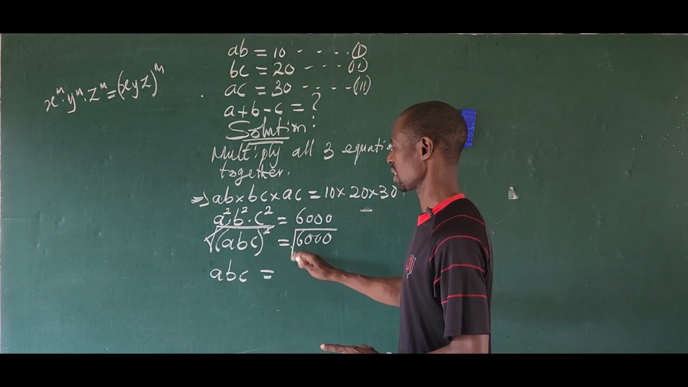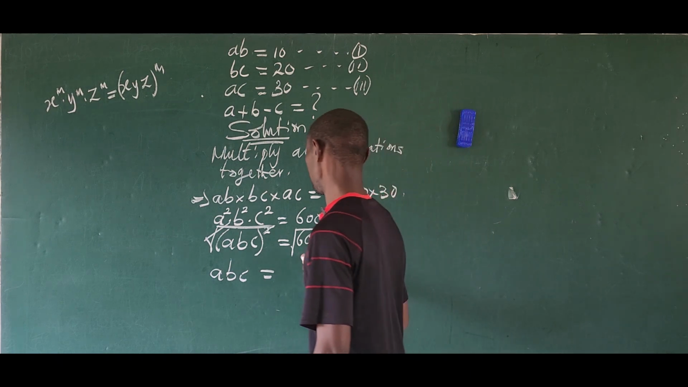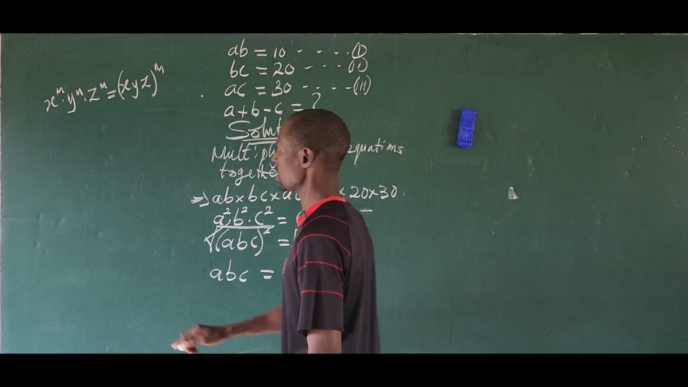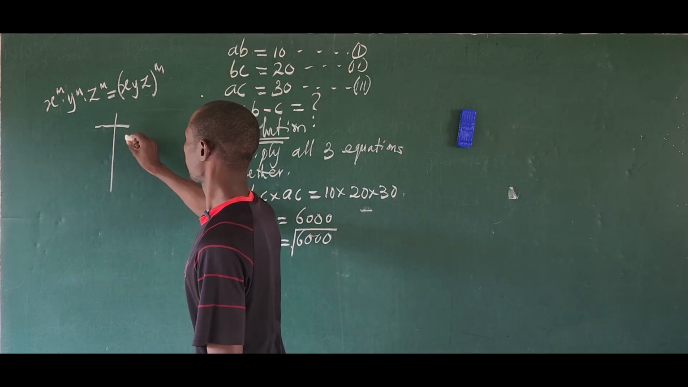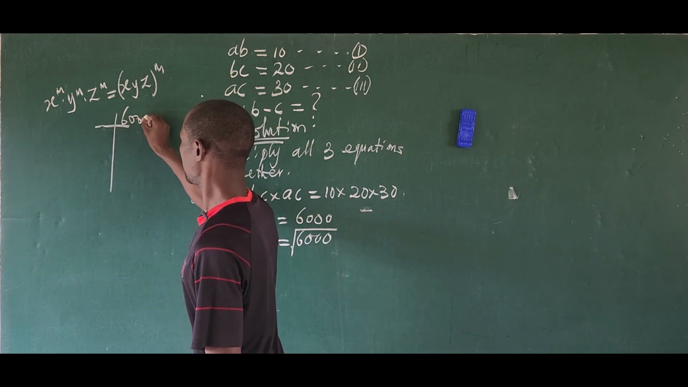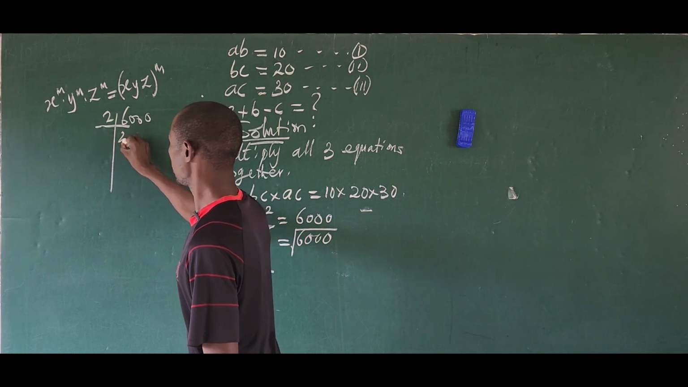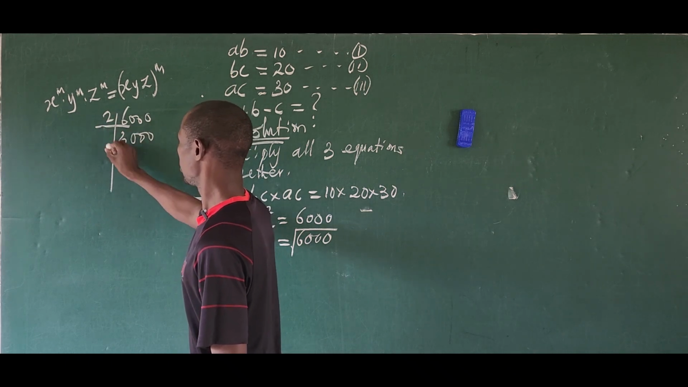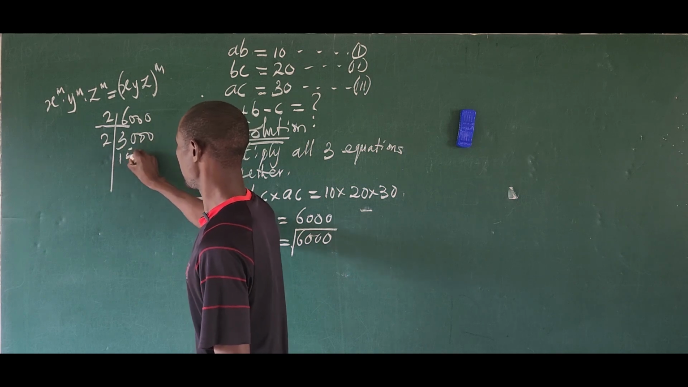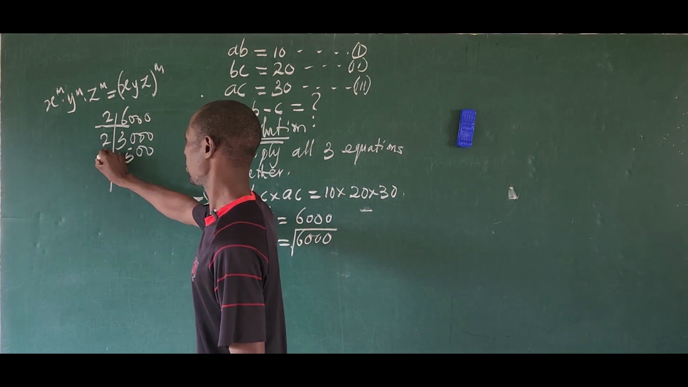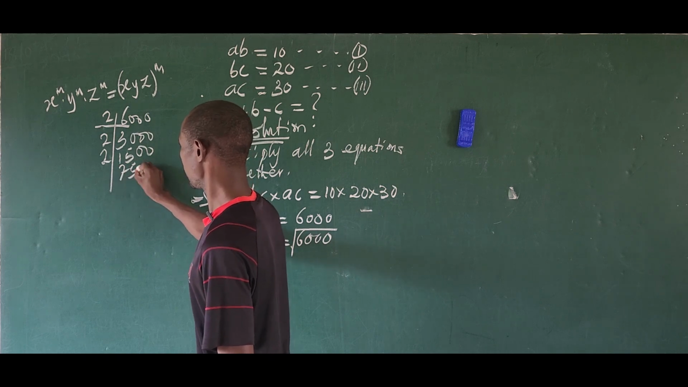So if we take the positive part of it, what happens? Let's break this down and see what this gives us. We have 6,000 here. What can go? 2. 2 here will give us 3,000. What can go again? 2. 2 here will give us 1,500. What can go again? 2. 2 here will give us 750.